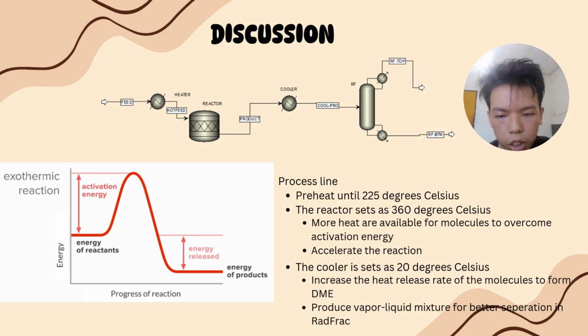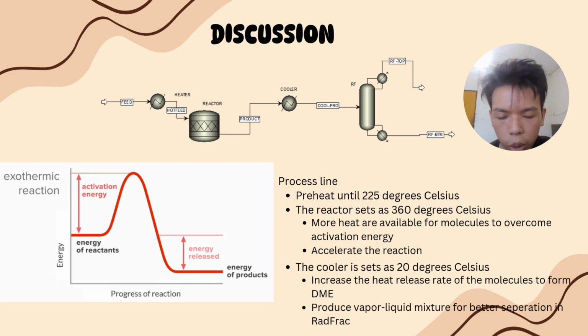As we can see from the graph on the left hand side, in order to carry out a certain reaction, the molecules need to absorb enough energy to overcome the activation energy. So when the temperature of the reactor is higher, the molecules are able to absorb energy and overcome the activation energy at the highest rate.